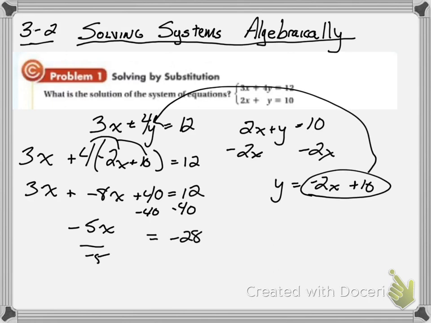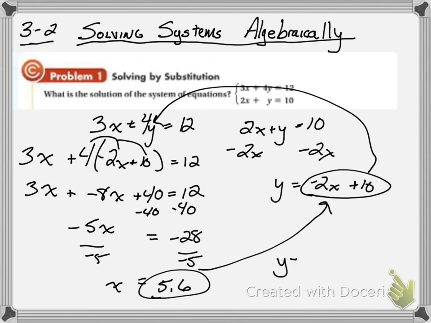Divide by negative 5. I get x equals 5.6. So ugly, I hate decimals. Now, to solve for the next thing, take this, plug it right back into here, plug it in your calculator, you end up with y equals negative 1.2. It's so ugly.